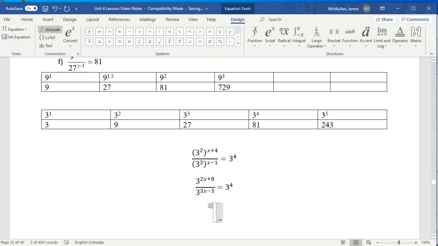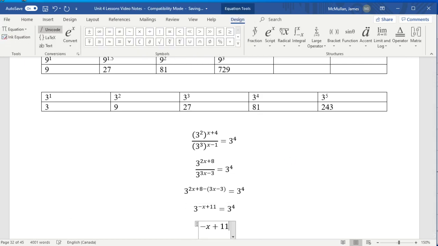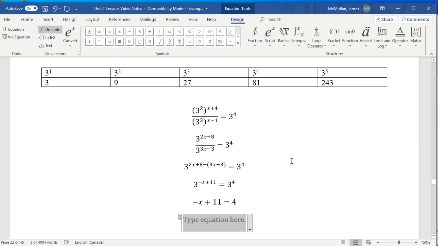Now, to make the left side a single power, I'm going to take the 2x plus 8 and subtract the 3x minus 3. Again, I would suggest using brackets there so you don't lose track of that double negative. Let's subtract. 2x take away 3x is negative x. 8 take away negative 3 is 11. And so you come to the conclusion that negative x plus 11 must be 4, since they're both powers of 3, and therefore x equals 7. So that's my theory for the answer to this one.